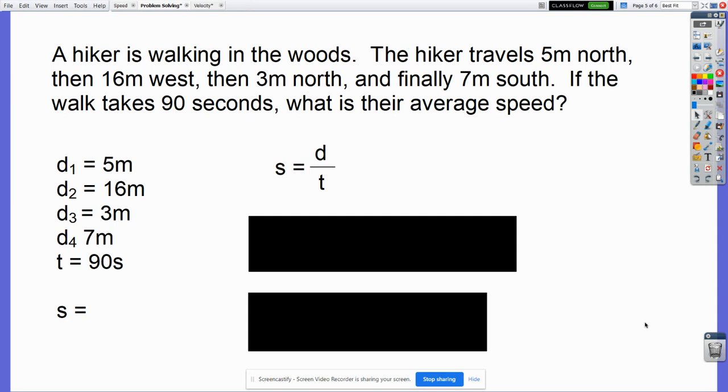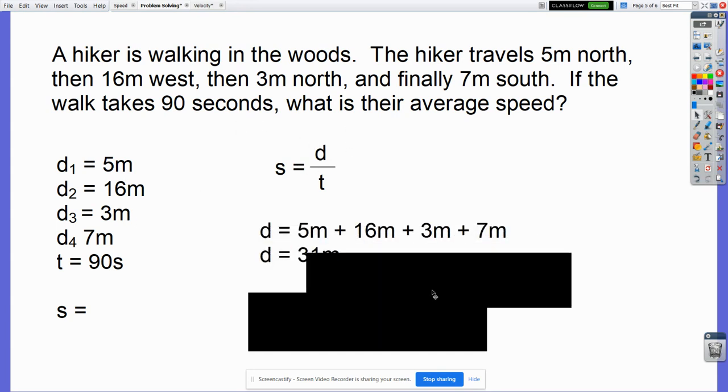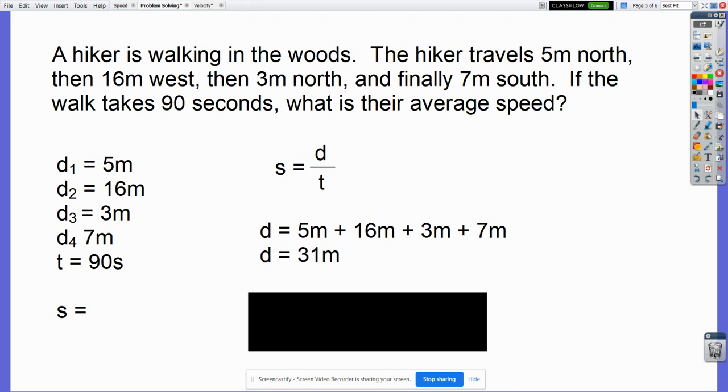Now, I need to know distance. So I have to go back to previous concepts, previous ideas, something that happens in physics all the time. And that's where the problem-solving approach is really going to come into play. Because when I look at this equation, I see that d there, I really don't have d in my list. I have 4 of them. And I've got to know what to do with those. So being that this is a distance problem, I simply add those all together to get the total distance that my object moved. So the 5 meters plus the 16 meters plus the 3 meters plus the 7 meters gives me a 31 meter total distance.